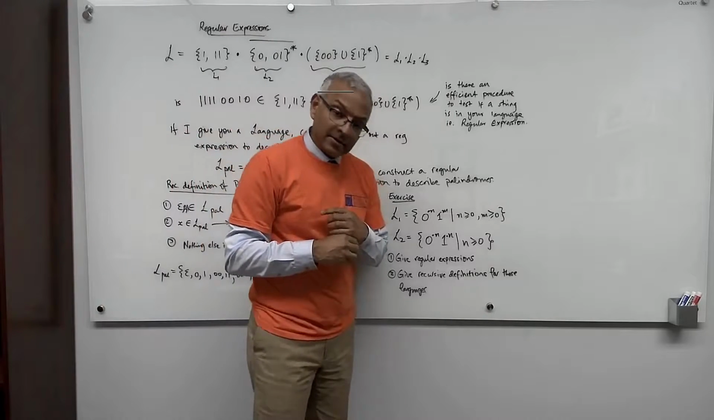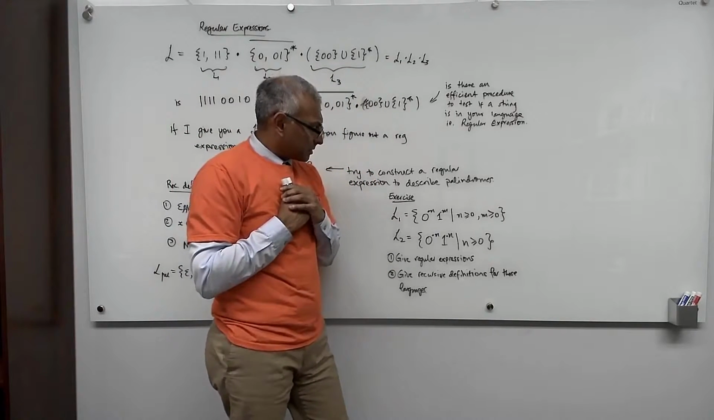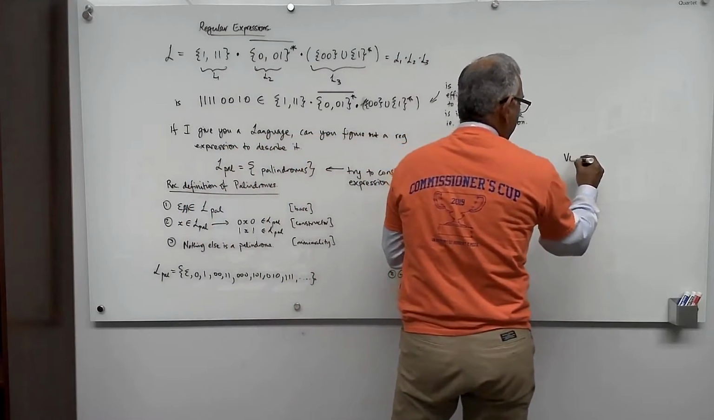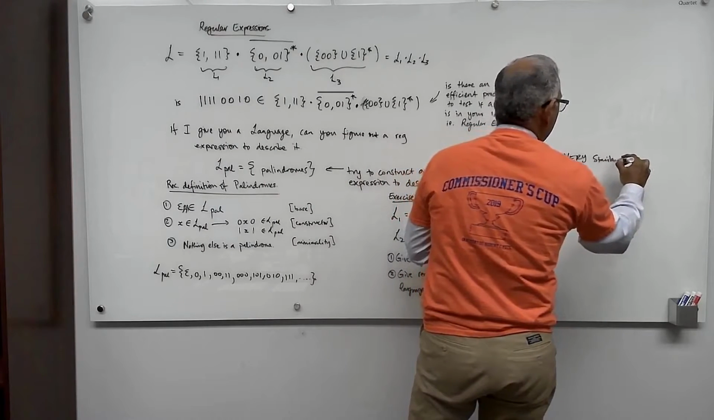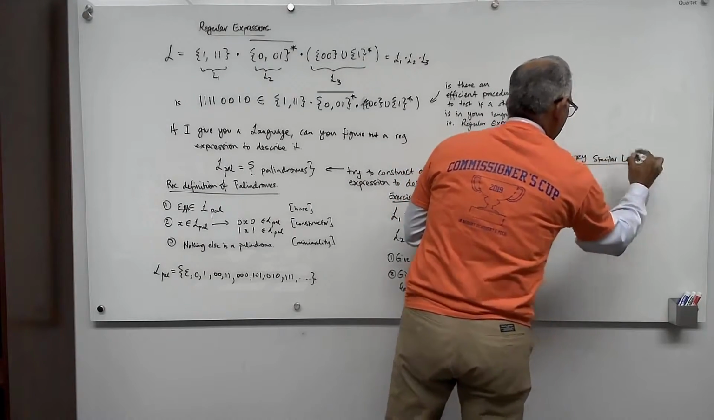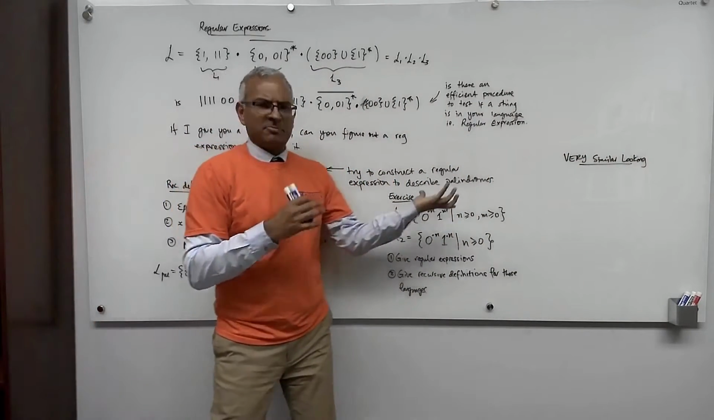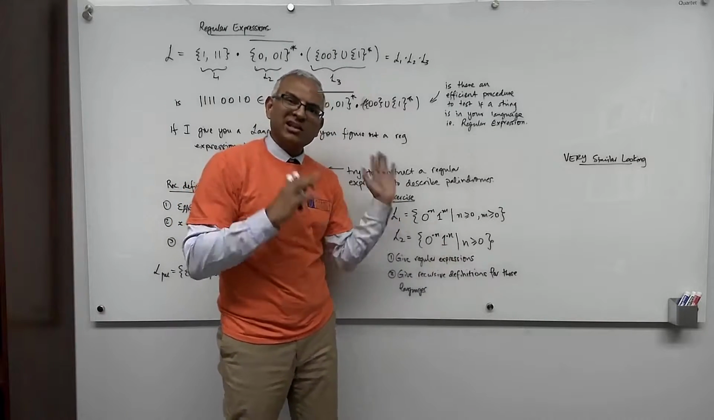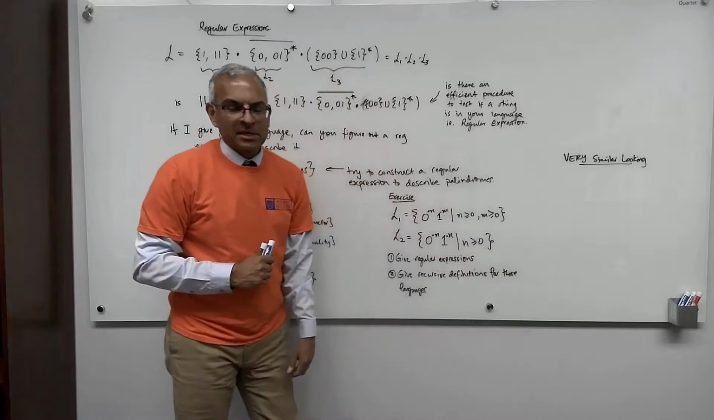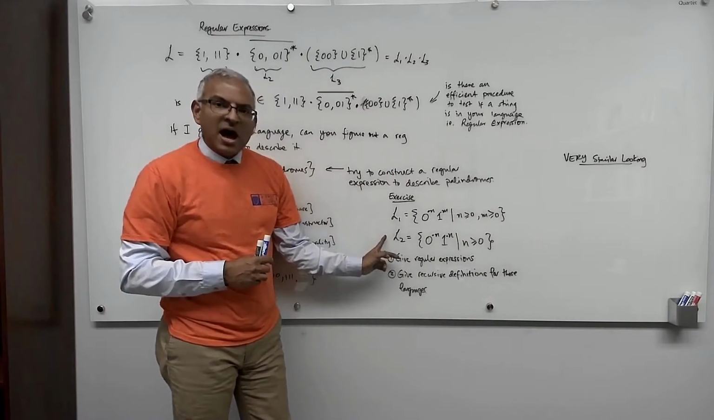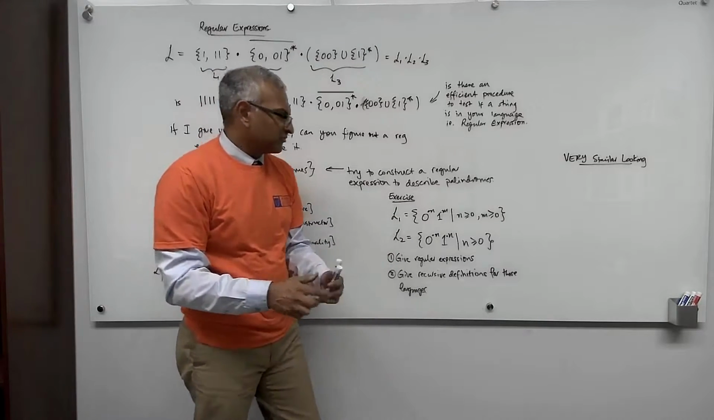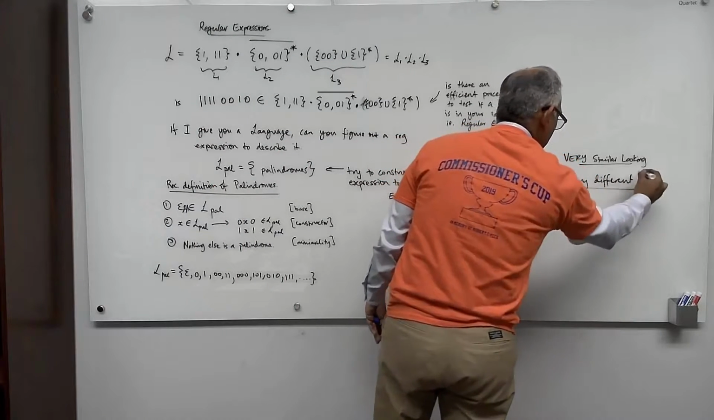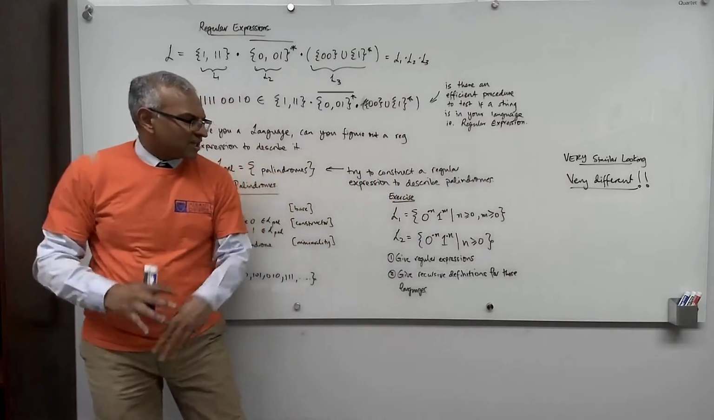And it turns out that these languages look very similar. It's a bunch of zeros followed by a bunch of ones, and in this case, a bunch of zeros followed by an equal number of ones. They look very similar, strings of zeros followed by ones. It turns out that these two languages are very different. So even though they look very similar, they are very different languages.